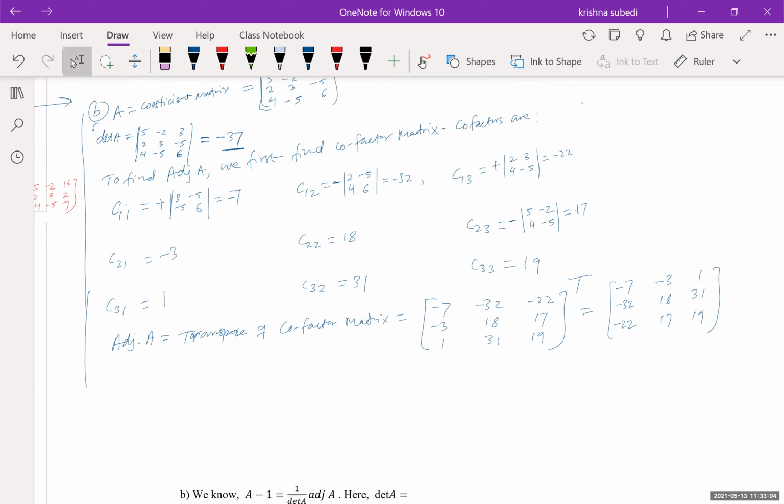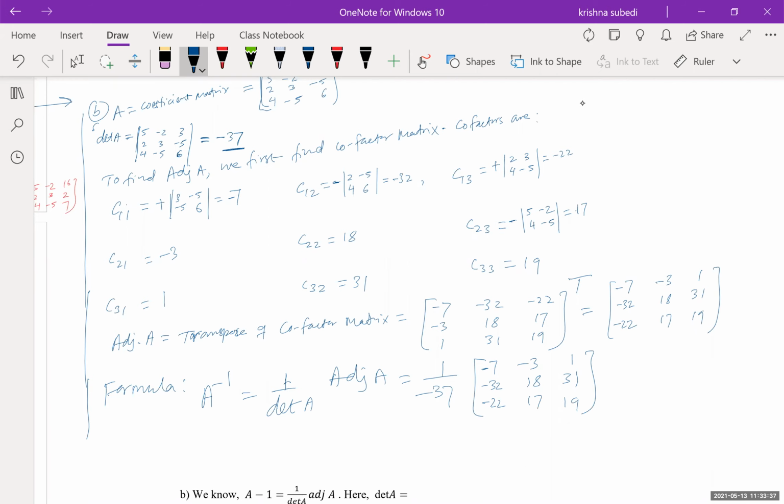Now let's find the inverse. So the formula is A inverse equals 1 over the determinant of A times the adjoint of A. So 1 over negative 37, and this matrix will be negative 7, negative 3, 1, negative 32, 18, 31, negative 22, 17, 19. Okay, we got A inverse.